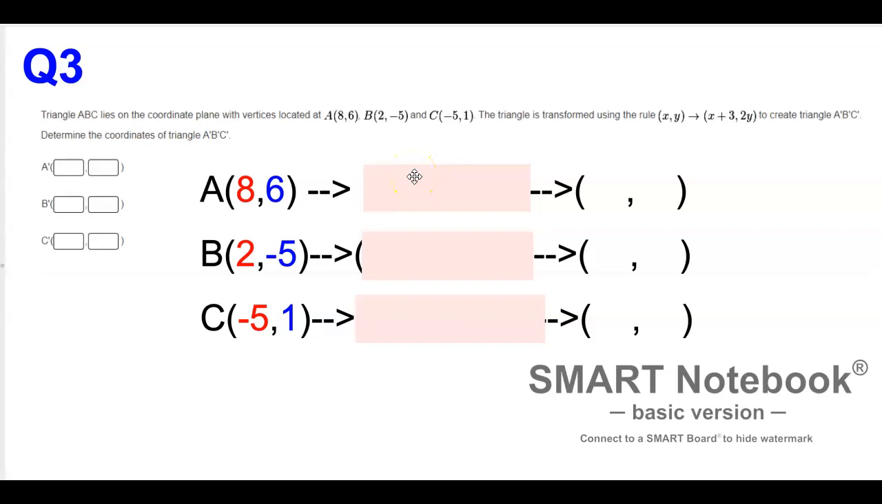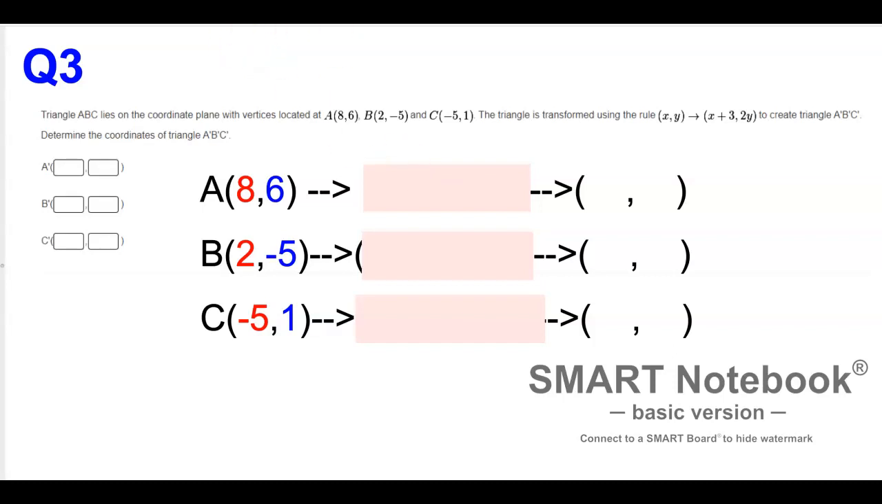Triangle ABC lies on the coordinate plane with vertices located at A (8, 6), B (2, -5), and C (-5, 1). The triangle is transformed using the rule (x, y) is transformed into (x + 3, 2y) to create triangle A prime, B prime, C prime. Determine the coordinates of triangle A prime, B prime, C prime.